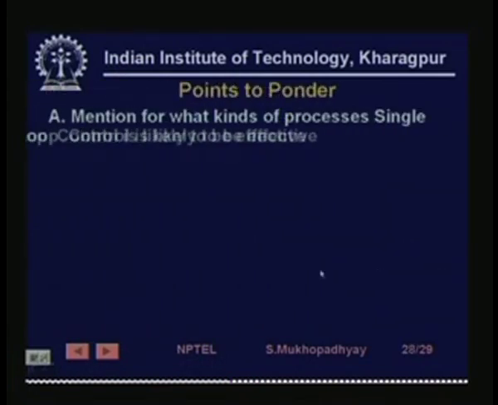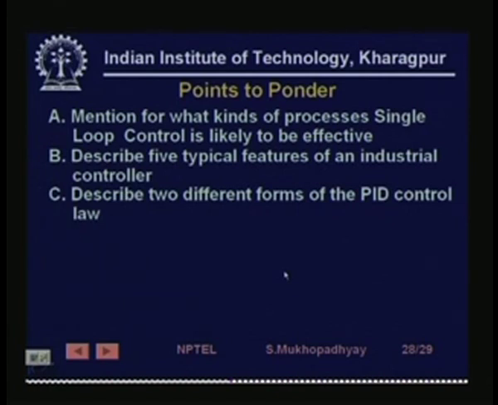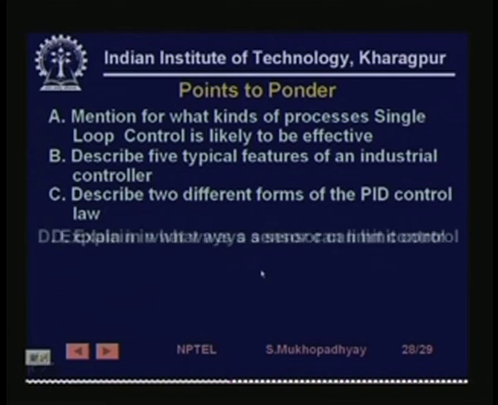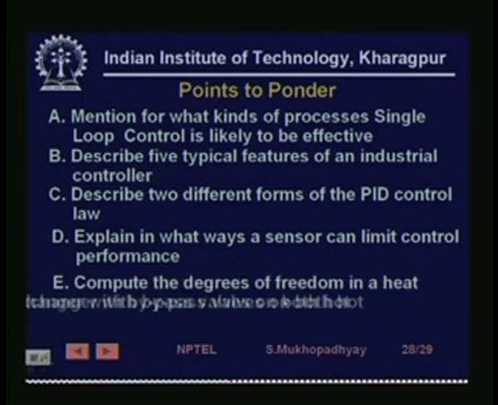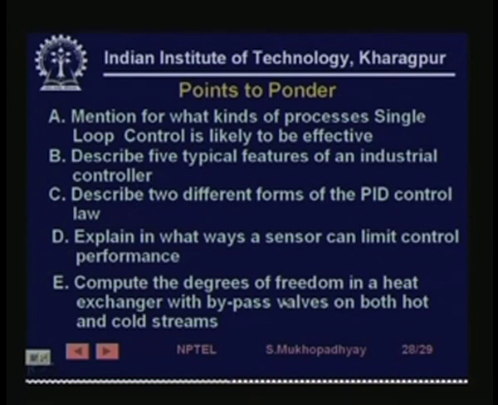So, you might ponder on these questions. For example, for what kind of processes is single loop control likely to be effective? Can you give an example? Can you state some typical features of an industrial controller, or state the different forms of the PID control law and convert between them? For example, form 3 to form 1, we have not yet done. Can you look at that? Explain in what ways a sensor or actuator can limit control performance, and compute the degrees of freedom in a heat exchanger. This is a nice problem. Take a standard heat exchanger with bypasses on the hot and the cold flow, put valves on them, and then try to compute the degrees of freedom.